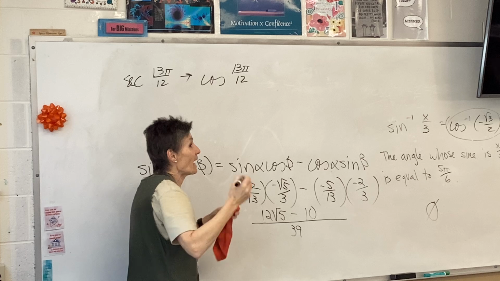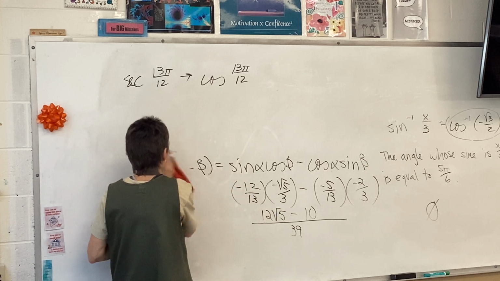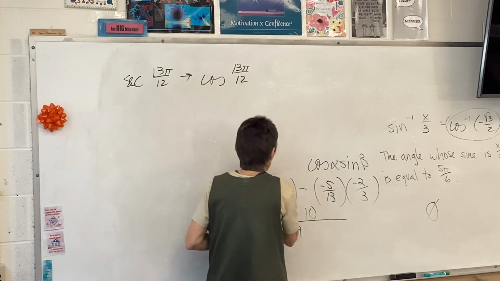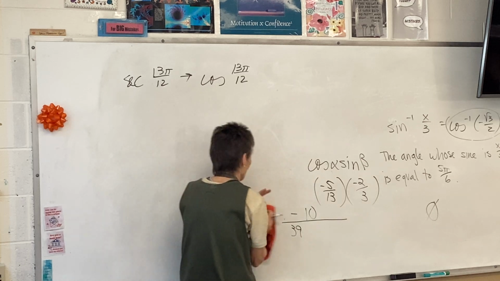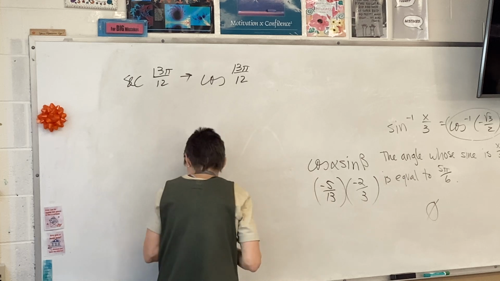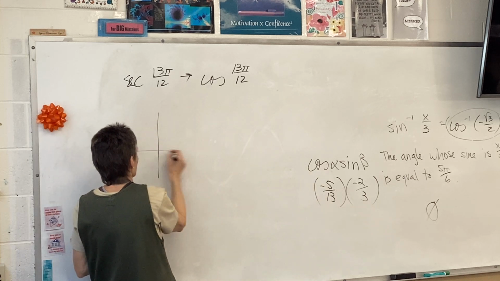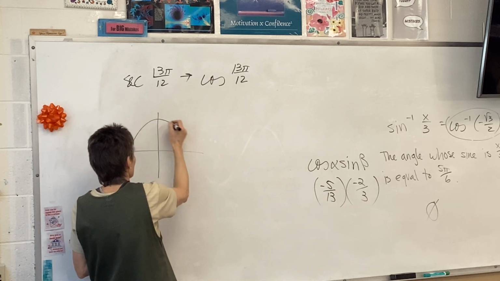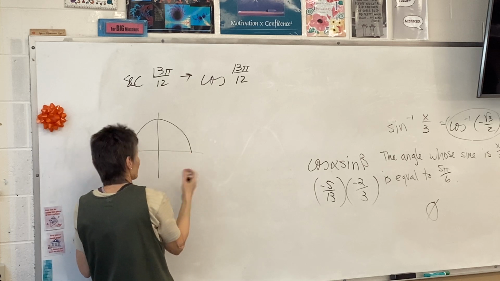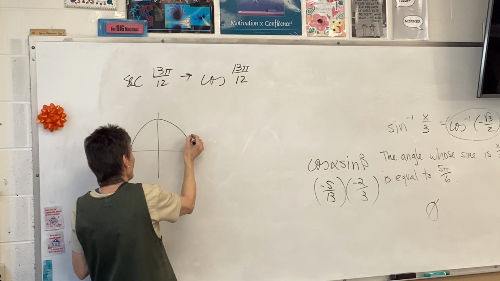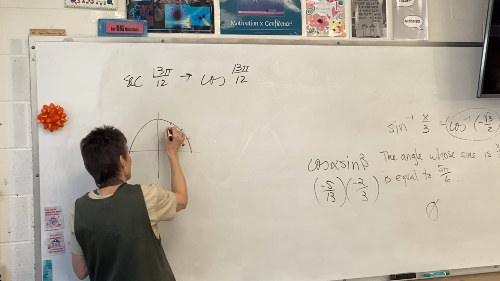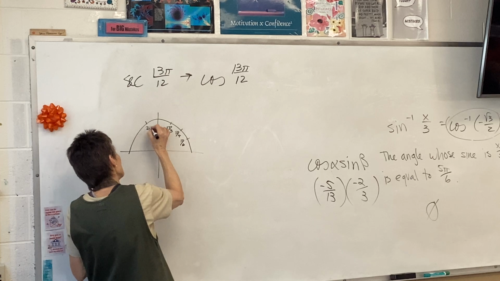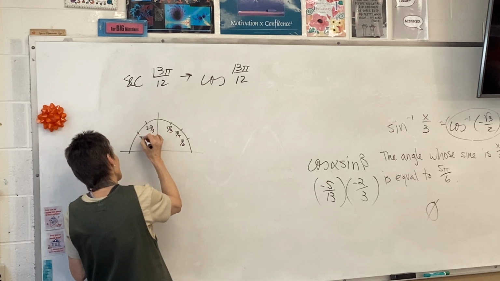Because I know I'm going to have to do what with that 13 pi over 12? Change it to 2 special fractions that are gonna add up to that. So someone was in here this morning having a hard time figuring out how to get 13 pi over 12. So we know what our special angles are, right? Pi over 6, pi over 4, pi over 3, 2 pi over 3, 3 pi over 4, and 5 pi over 6.